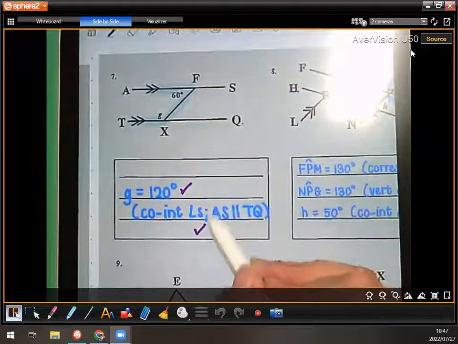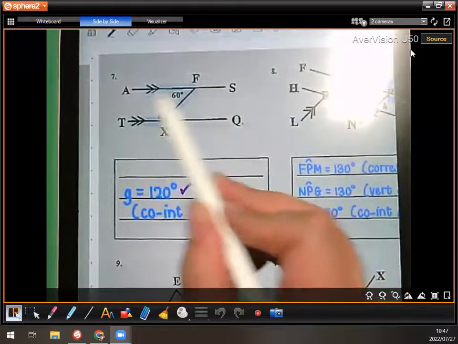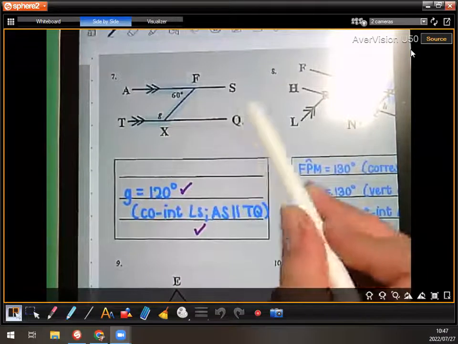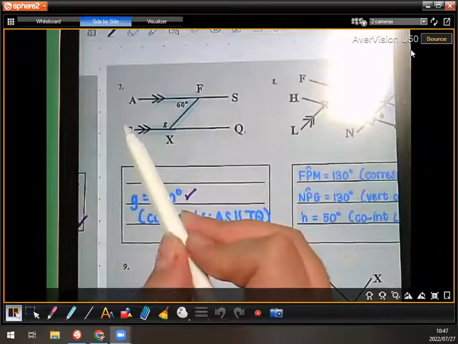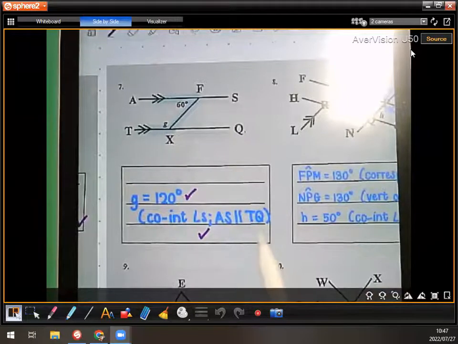Guys, instead of writing AS, you could have said AX or FX, also would have been fine. And instead of writing TQ, you could have said TX or XQ, that would be fine. Okay, any questions on number 7?